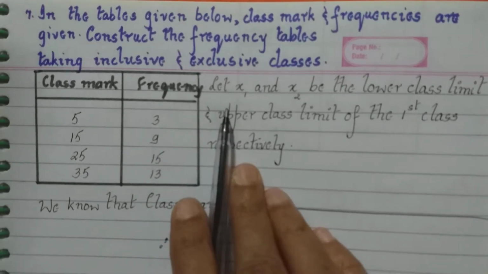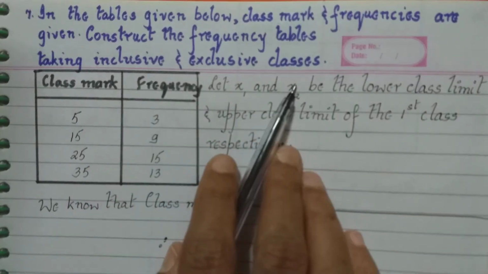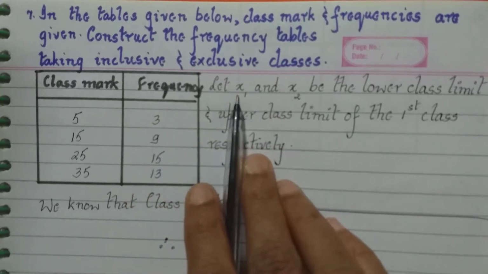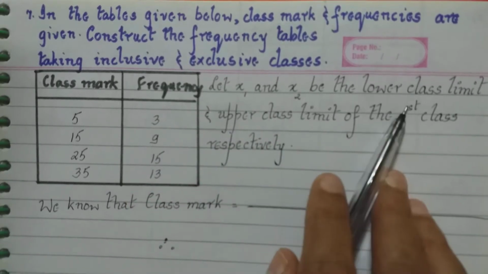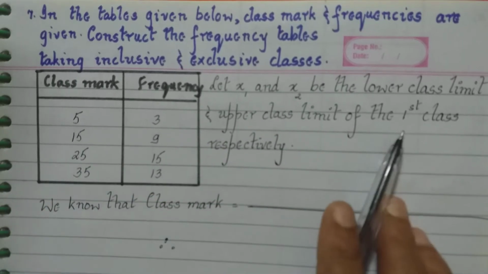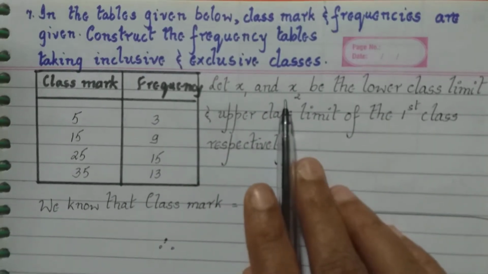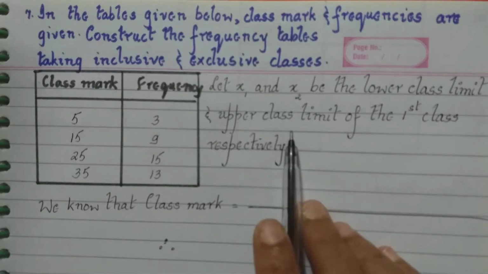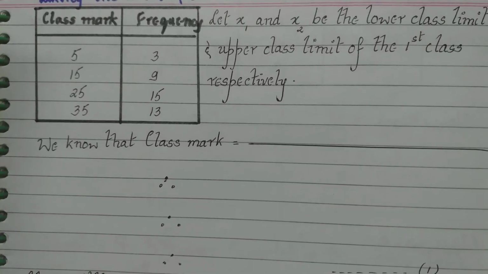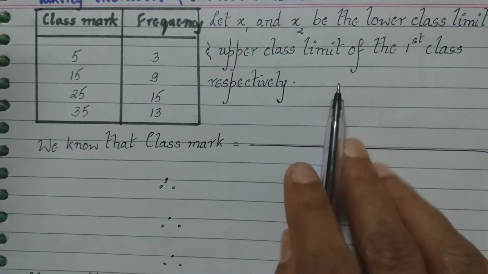Now we have to find out the classes first, and then we can take exclusive and inclusive classes and see how it is done. First of all, let us take x1 and x2 to be the lower class limit and the upper class limit of the first class respectively. That is, x1 will be the lower class limit and x2 will be the upper class limit of the first class. Now, when we are finding the class mark, we know that it is lower class limit plus the upper class limit divided by 2.